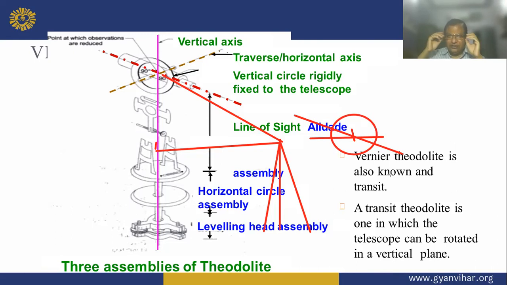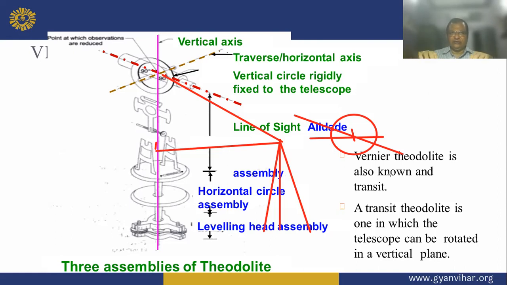So, dear boy, the vernier theodolite is also known as transit. And a transit theodolite is the one in which the telescope can be rotated in a vertical plane. So this is the procedure of how you will put the vertical angle.